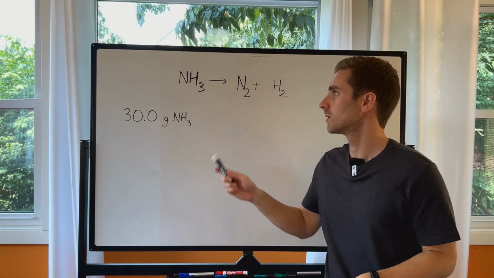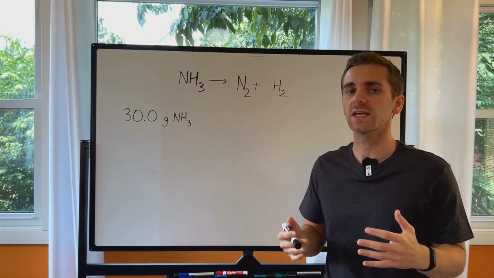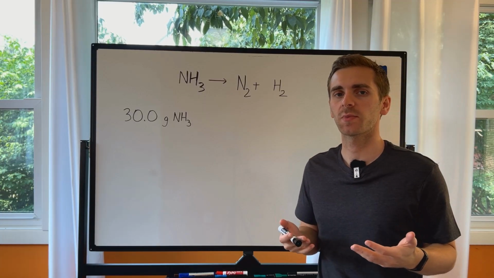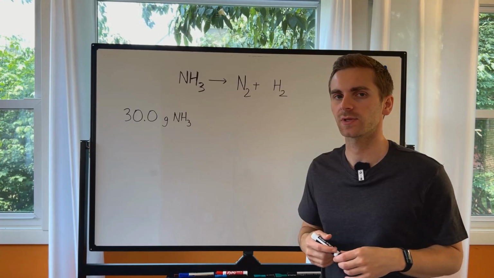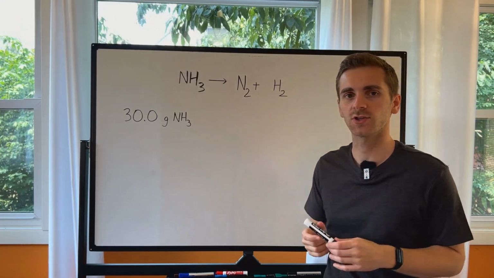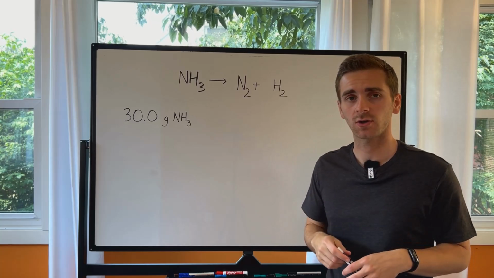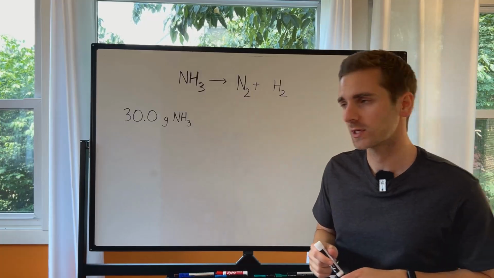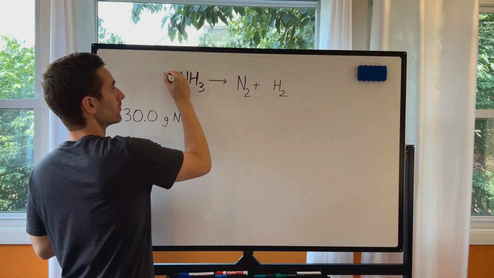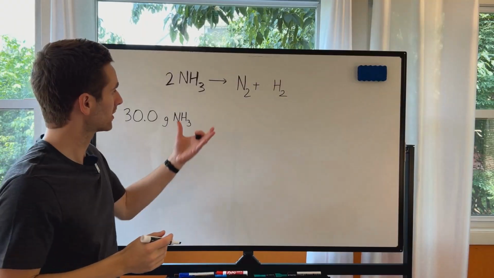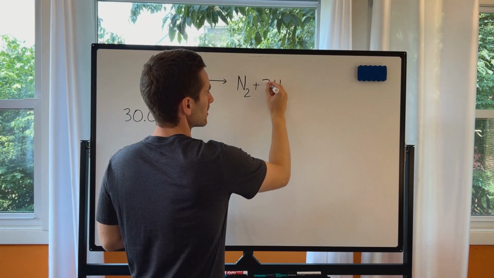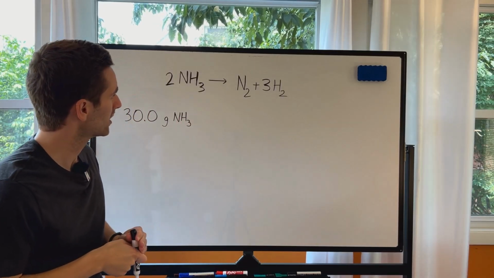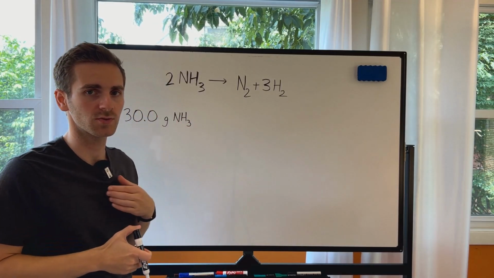So this is our chemical equation for the decomposition of ammonia into nitrogen gas and hydrogen gas. Remember that nitrogen and hydrogen are diatomic elements, so nitrogen gas is N2 and hydrogen gas is H2. Now we have to make sure our equation is balanced, which it's not right now. To balance it, we can put a 2 in front of the NH3, which gives us 2 nitrogens on both sides, and then a 3 in front of the H2 gives us 6 hydrogens on both sides. So this is our balanced chemical equation for this reaction.